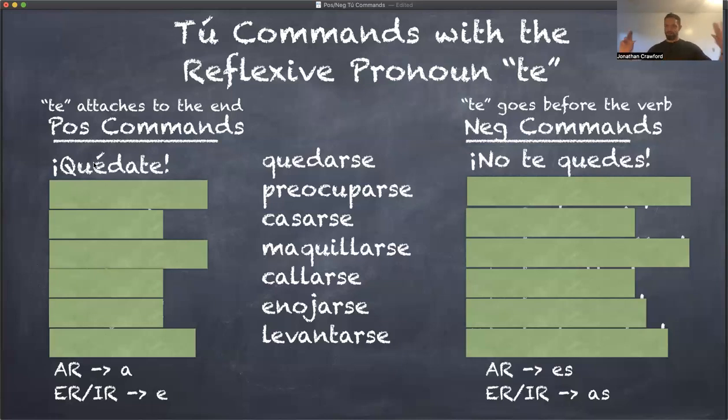So come on, guys. Don't be lazy. We have to repeat out loud in order to learn how to speak Spanish, to pronunciar bien. Para pronunciar bien, tenemos que hablar, right? Vamos a hablar. Quédate, no te quedes.